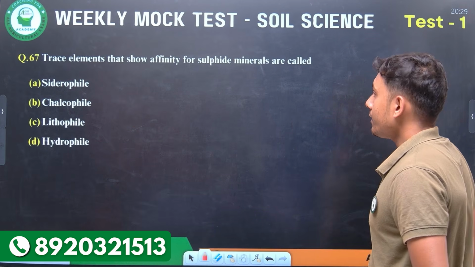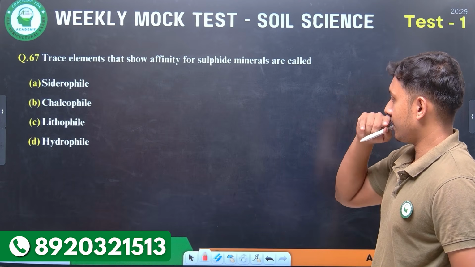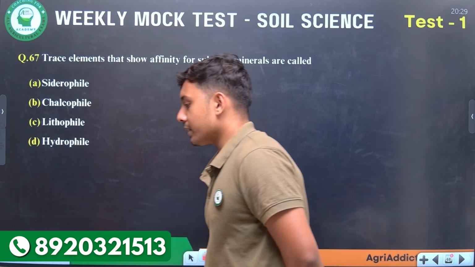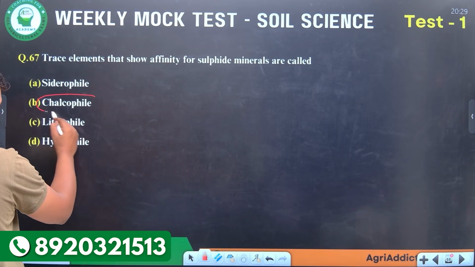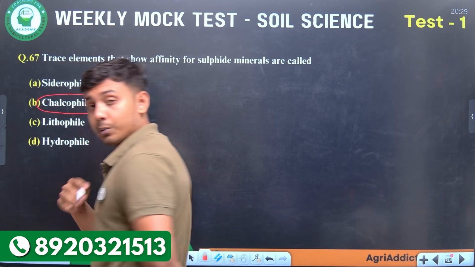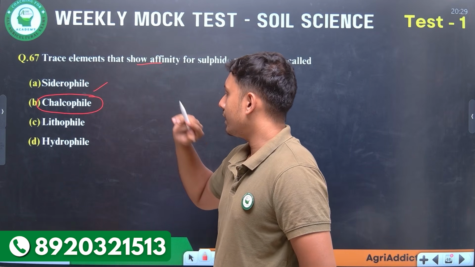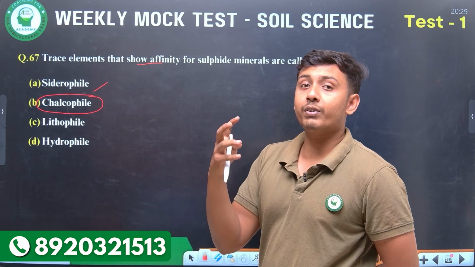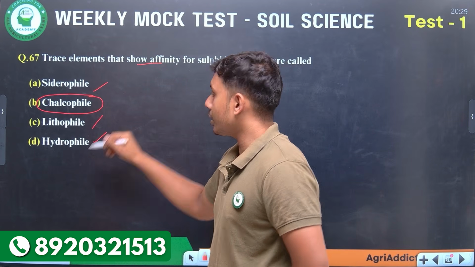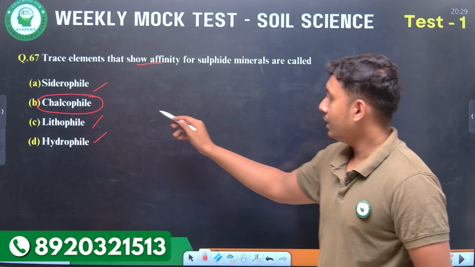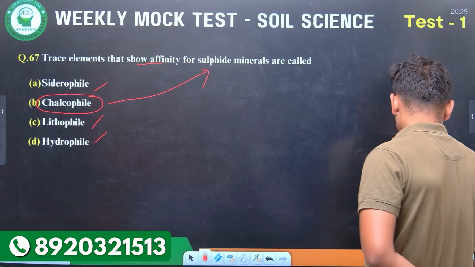Now come the trace elements that show affinity for sulfide minerals. Whenever sulfide minerals come, we remember that it is chalcophile. Whenever it shows affinity with iron minerals, it is siderophile. When it has affinity to rock or earthy material, that is lithophile, and when it has affinity to water, that is hydrophile. So chalcophile is affinity towards the sulfide mineral.